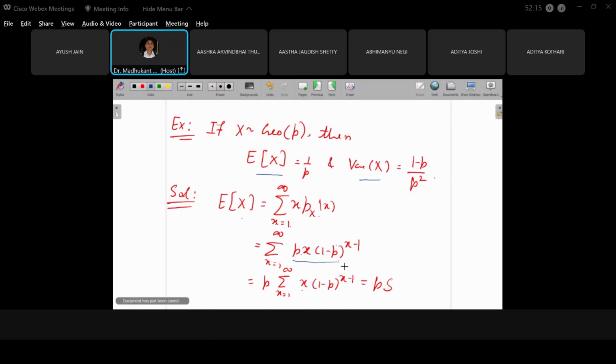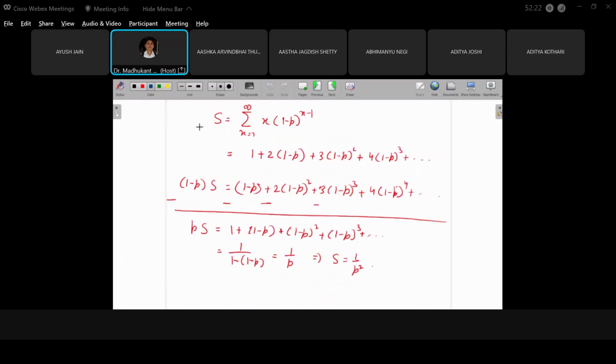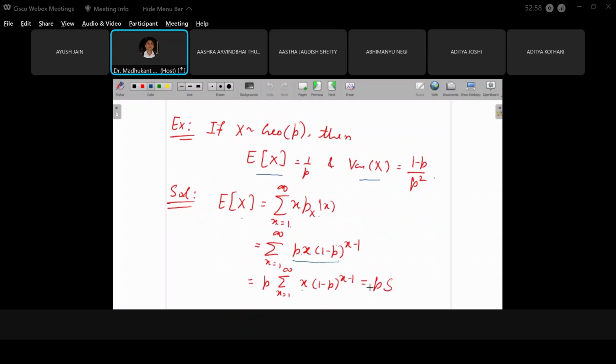Okay, and how to handle this? If you call this S, how to handle this? So this is your S. You multiply it by 1 minus p on both sides, and then subtract. I think this is the way you can find out the S value. Okay, you need to identify this S value. So you multiply both sides by 1 minus p, and then these two things you should subtract. Okay, and if you subtract, p times S is equal to, it will come out as 1 by p, and this will give you S equals 1 by p squared. So now if you replace here, p times S is p times 1 by p squared, so that is the final answer.